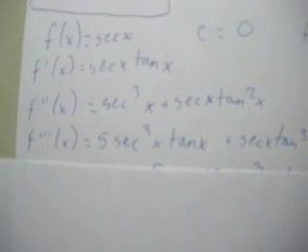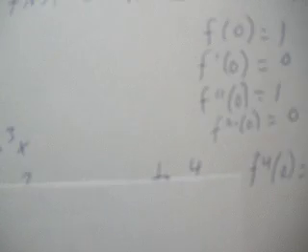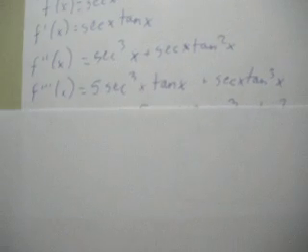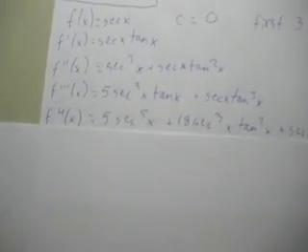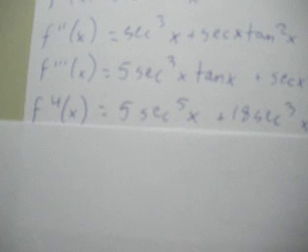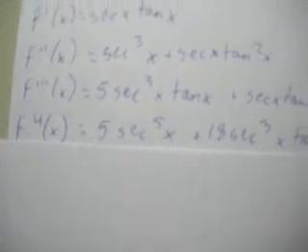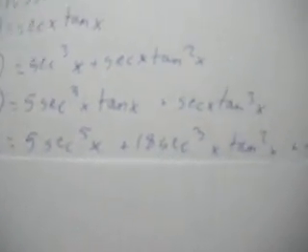Well, for the function itself, when we plug in, we get 1. The previous one was 0. Then our third derivative, we have 5 secant cubed x tangent x plus secant x tangent cubed x. And when we plug in our c for the third derivative, this time we get 0. And this is where it gets tricky. Your fourth derivative, if you'll notice, is 5 secant to the fifth x plus 18 secant cubed x tangent squared x plus secant x tangent to the fourth x. And when we plug in our c, we get 5.